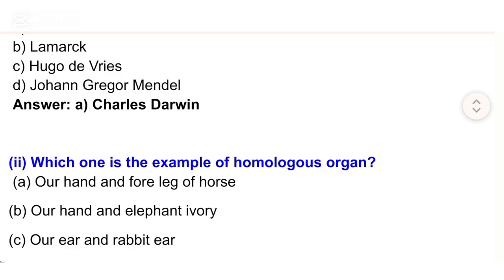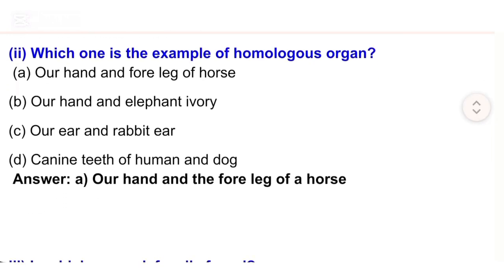II. Which one is the example of homologous organ? A. Human hand and foreleg of horse. B. Human hand and elephant ivory. C. Human ear and rabbit ear. D. Canine teeth of human and dog. Answer. A. Human hand and the foreleg of a horse.